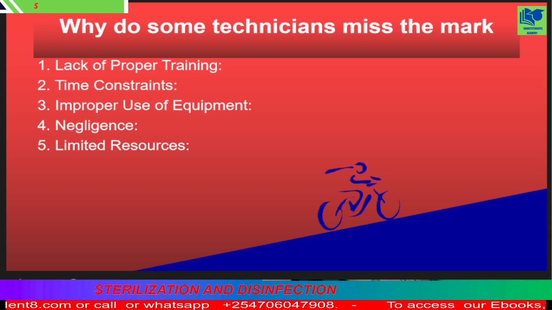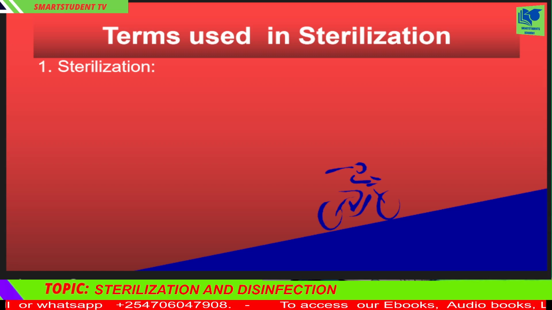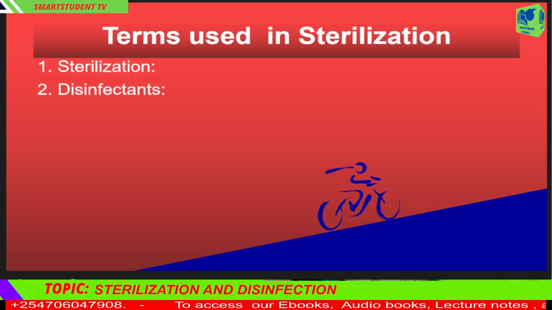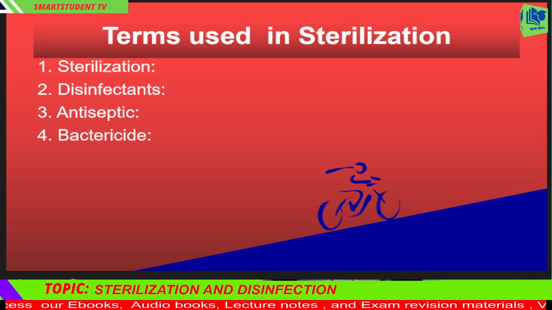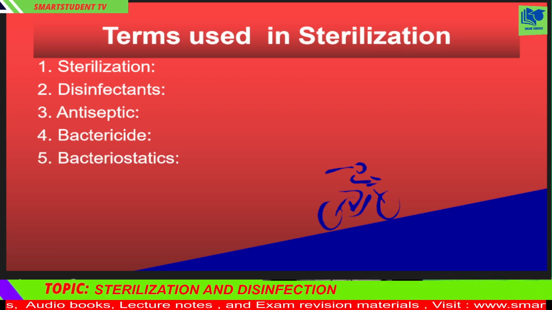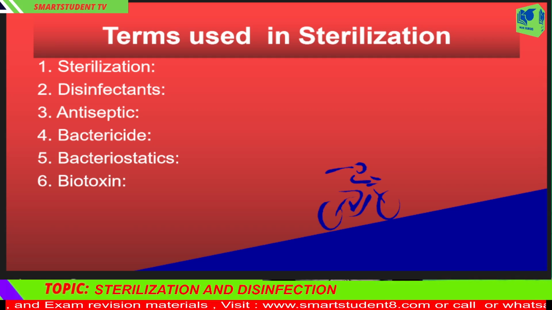Terms used in sterilization. 1. Sterilization. Destruction of all microbial life. 2. Disinfectants. Chemicals used to eliminate microbes on surfaces. 3. Antiseptic. Chemicals used on living tissue to reduce microbes. 4. Bactericide. Agents that kill bacteria. 5. Bacteriostatics. Agents that inhibit bacterial growth. 6. Biotoxin. Toxic substances from microbes.